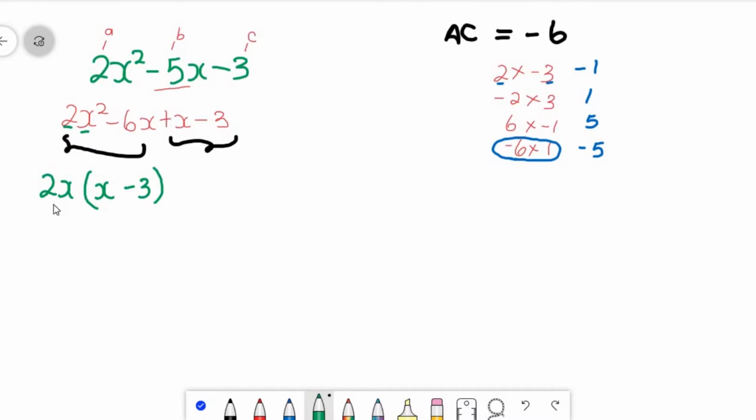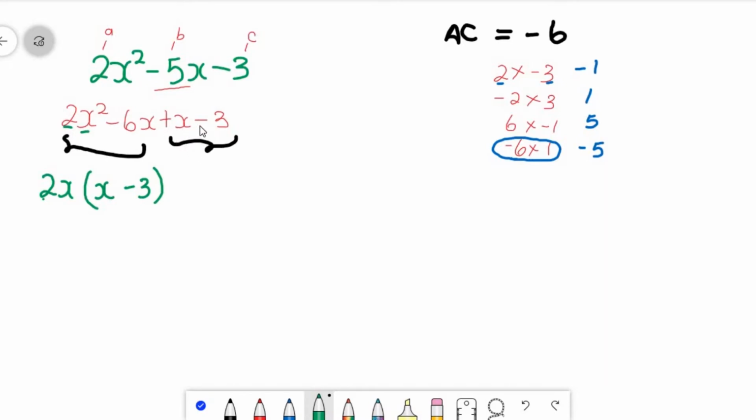So if we wanted to confirm that this is true, all we need to do is clear the bracket. 2, we write back the 2 because there is no number for us to multiply it by, and then x multiplied by x gives us x squared. So we did get back our 2x squared. Now 2 times negative 3 gives us negative 6, and there is no x to multiply, so we write back the x. So indeed, if we clear the bracket, we are going to get what we started with, which is 2x squared minus 6x. Let's focus on the next pair.